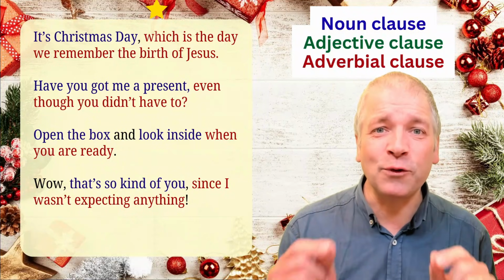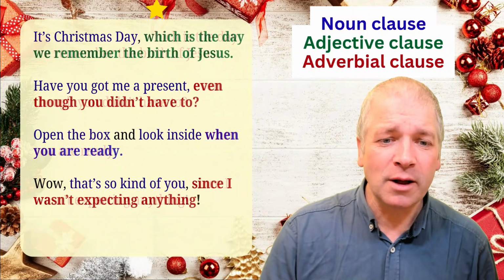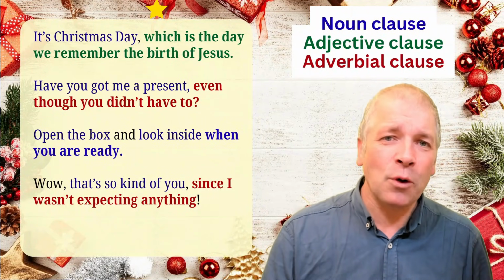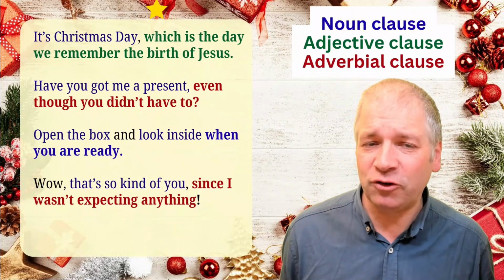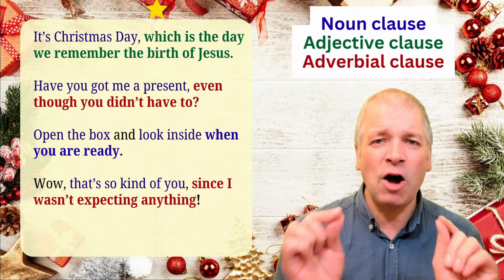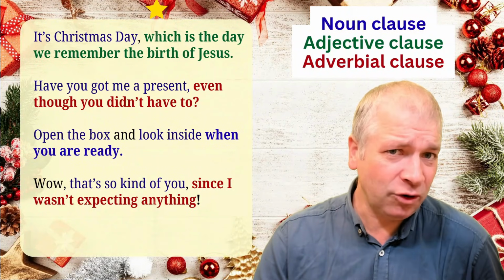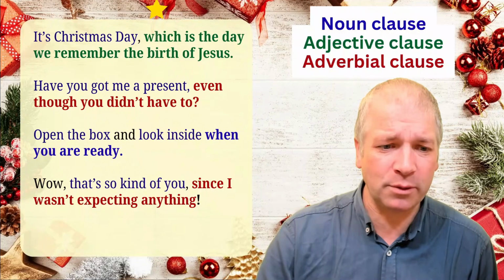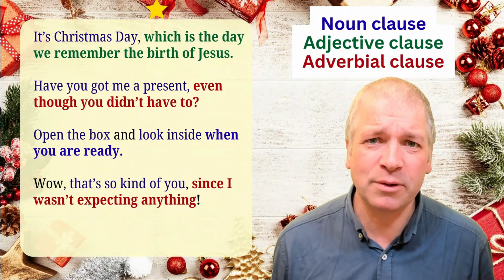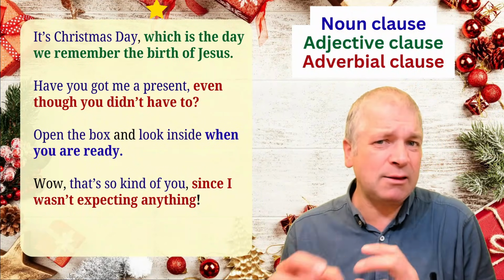You could also have different types of dependent clauses, such as noun clauses, adjective clauses, and adverbial clauses. The first sentence is a type of adjective clause, where the words in green, which is the day we remember the birth of Jesus, is describing Christmas Day. It's telling us more about it, sometimes called a relative clause, and we'll come back to this later on for more detail. In the interrogative sentence, we have an adverbial clause. Even though you didn't have to, well, this is a concession clause that tells us that something was opposed to the main clause and happens in spite of.